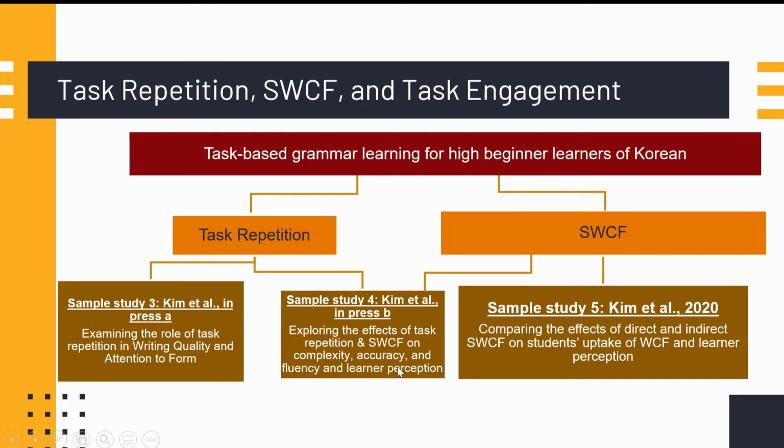The second study explores the effects of task repetition and indirect synchronous written corrective feedback. So we wanted to look at how these two factors impact the quality of task outcome in terms of complexity, accuracy, and fluency, and learner perception. And finally, in the third study, we compared the effects of direct and indirect synchronous written corrective feedback on students' uptake of written corrective feedback and learner perception.